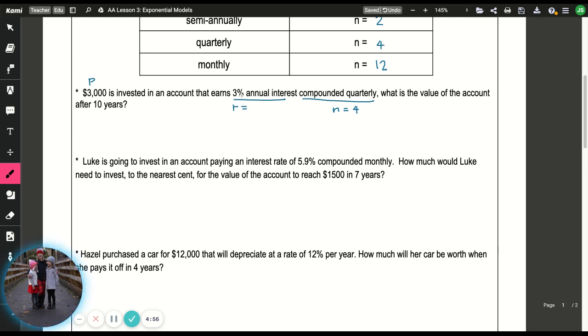So just like in lesson 2, if we change 3% to a decimal, I would move it 2 times to the left and get 0.03. So they're asking for the value of the account after 10 years. So 10 is t. So again, our formula is this.